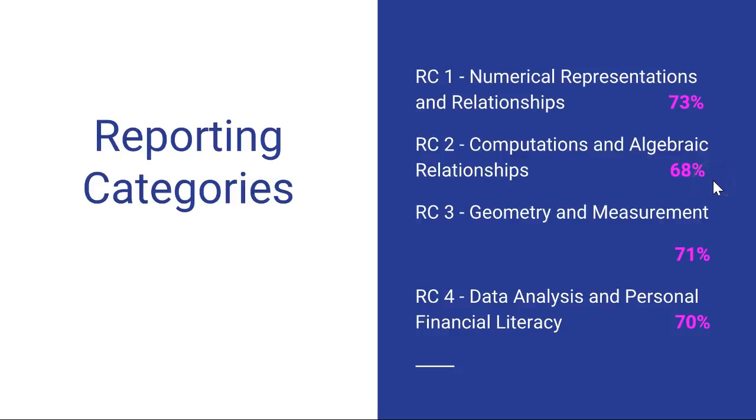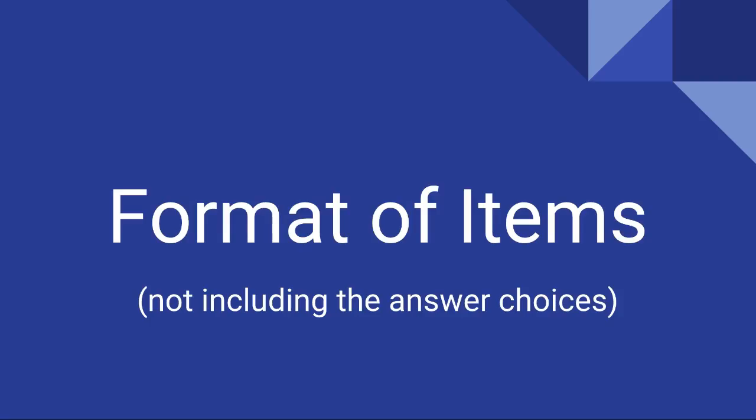Reporting category 2 was our lowest, computations and algebraic relationships. You'll notice in some of these items that computations, or calculations, are the reason that most of the kids didn't do very well on some of these items. So learning their basic facts is so vital to the STAAR test. Also, 71% mastery on geometry and measurement. And then for reporting category 4, 70% mastery on data analysis and personal financial literacy.